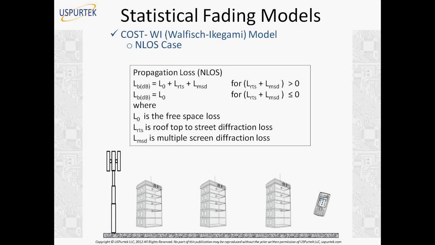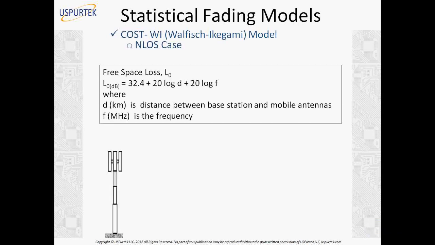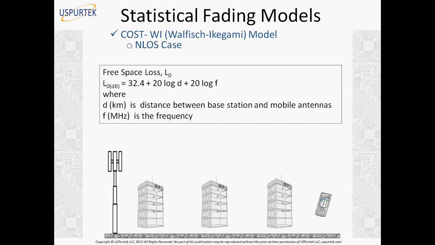Okay, there's a question here. LMSD, what is screen? Multiple screen here means multiple walls, actually. Instead of the word wall, the literature uses the word screen to generalize it. A screen could be any tall structure which looks like a wall. So, multiple screen diffraction loss. Now this is a near line of sight case, right? You don't have a direct line of sight, but there is some obstruction in between which is diffracting the signal.